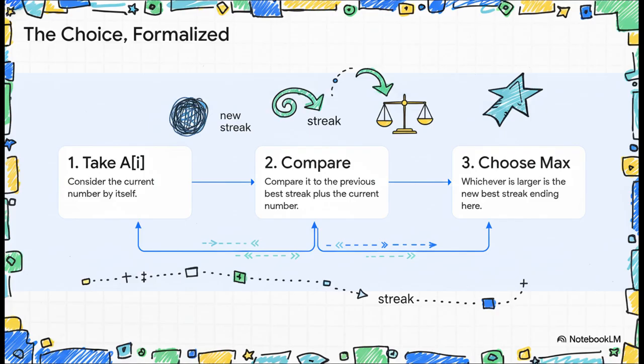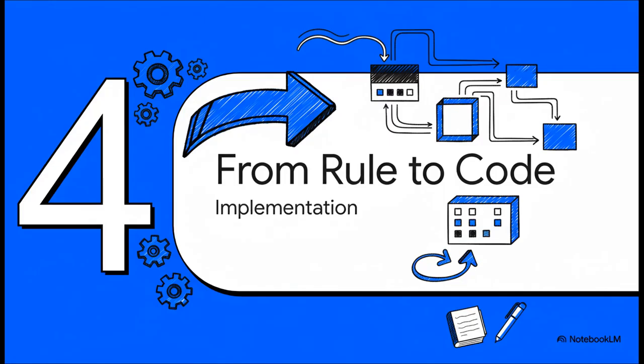If the answer is yes, you start a new streak. If it's no, you keep the one you got going. See? It's just our painter's choice, written down as a formal rule. Okay, so we have the intuition and we have the rule. Now for the fun part. Let's translate this simple, powerful idea into some actual code, and you're going to see it's surprisingly direct.